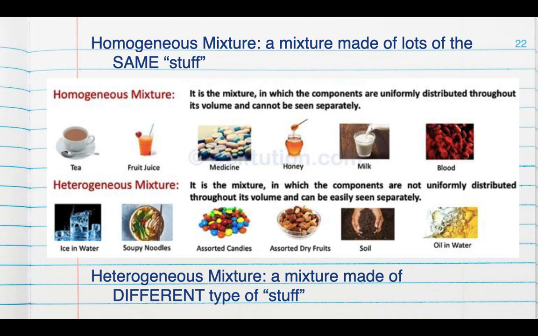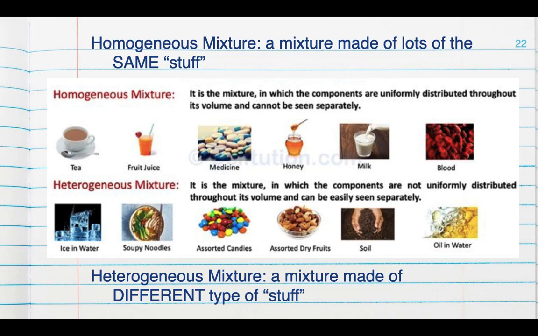Assorted dried fruits, soil, oil, and water. You're going to pick two, and write it in that line where it says examples of a heterogeneous mixture. Ice water, ramen, assorted candies, fruits, soil, oil, and water.